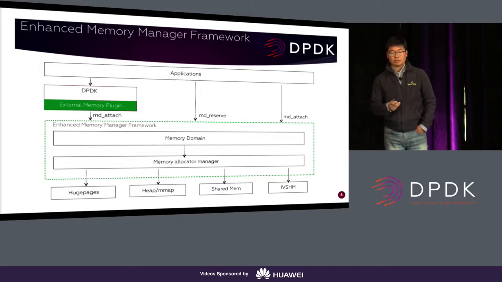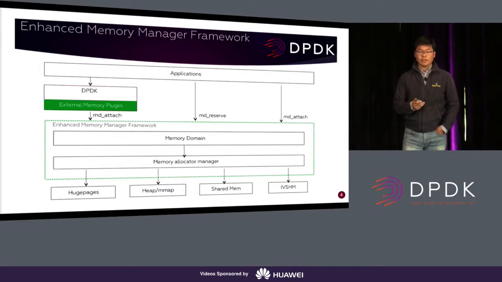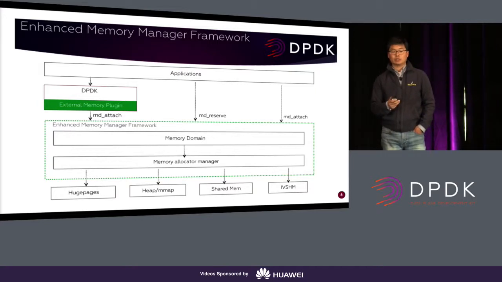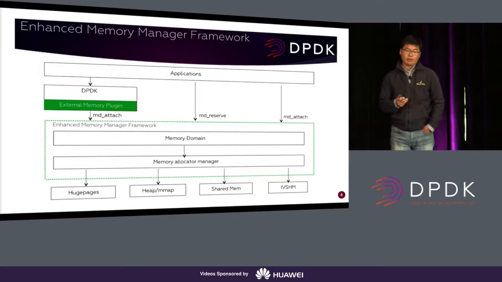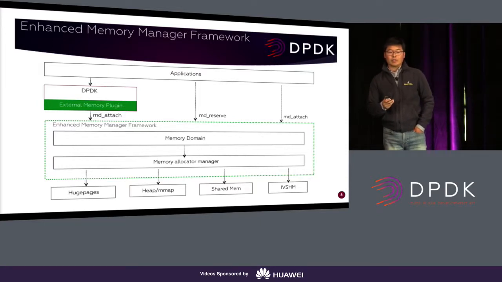At the bottom, we have our enhanced memory manager framework. The top half is the memory domain. Memory domain is a named memory partition with a lot of features defined on it, such as whether it's virtually contiguous, physically contiguous, the access control, its NUMA type, its size, its huge page size. And all these requirements as features will be processed by the memory domain component and changed into the memory request.